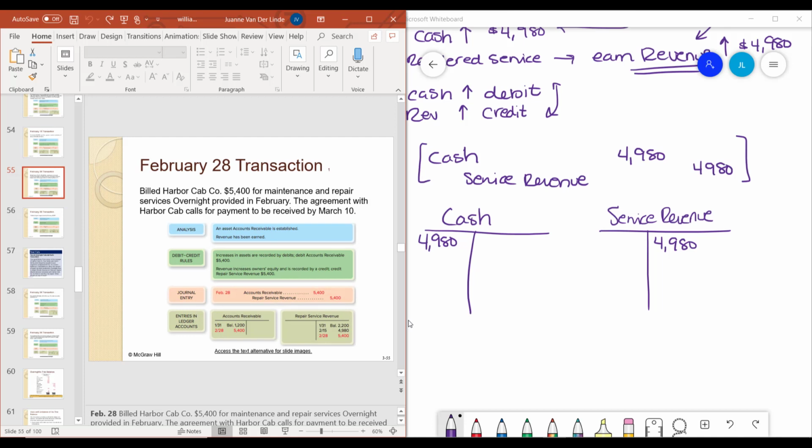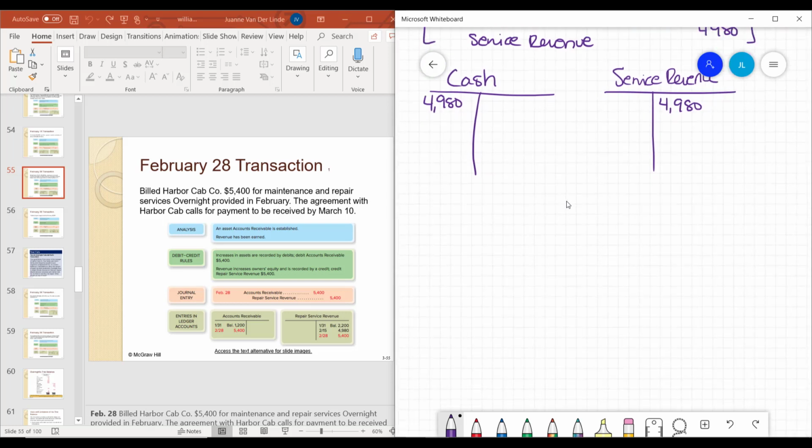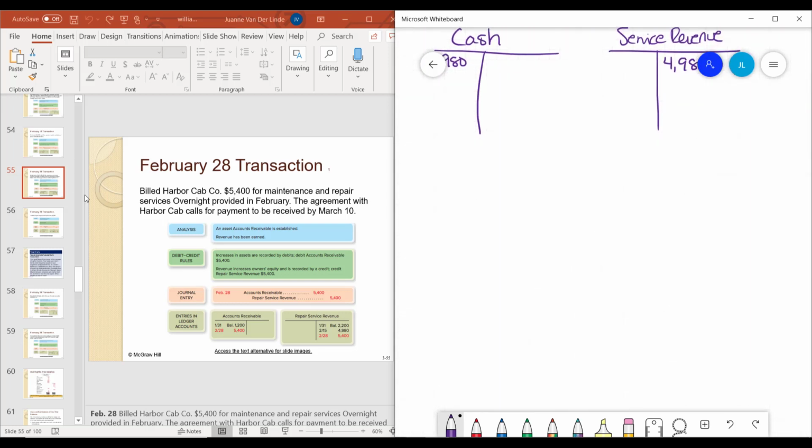Next one. We billed Harbor Cab Company $5,400 for maintenance and repair. The agreement calls for payment to be received by March 10th, so they're not paying us right away. So we provided the service to Harbor. We rendered a service. So whenever you render a service, that means that you've earned revenue, although you might not be paid right away. You've earned revenue. How much revenue did we earn? $5,400 worth. But we didn't receive cash.